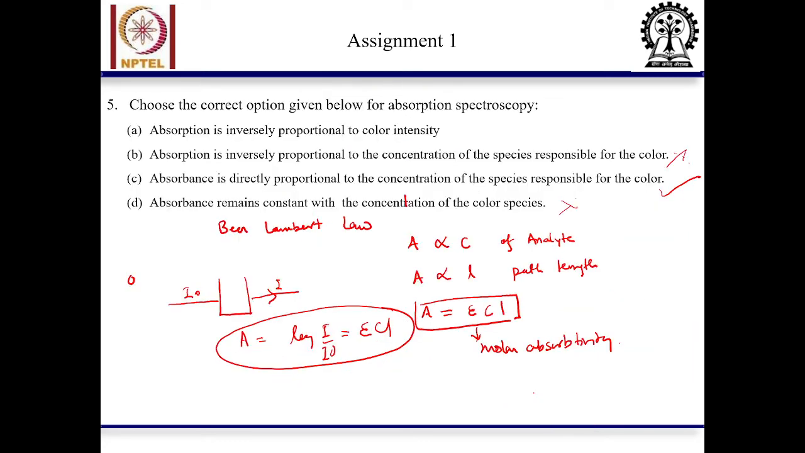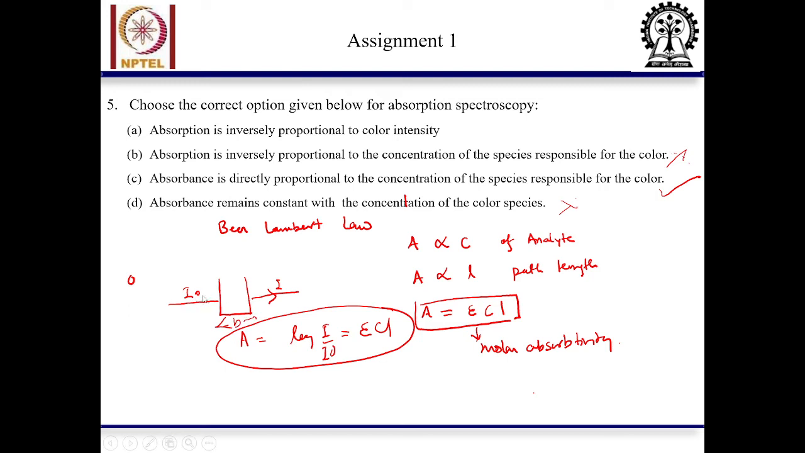Question number 5: choose the correct option given below for absorption spectroscopy. When we think about absorption spectroscopy, the first thing that comes to mind is the Beer-Lambert law. What is the Beer-Lambert law? It says that the absorbance is proportional to the concentration of the analyte and the path length of the solution. Basically, we put it in the cuvette. This path length is called b or l.